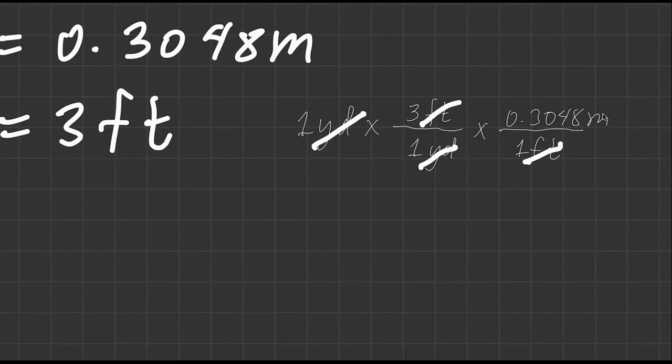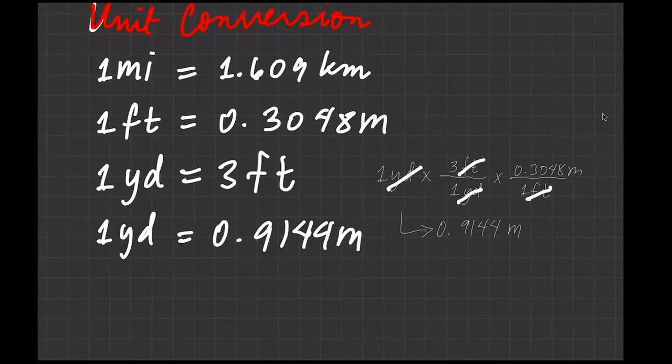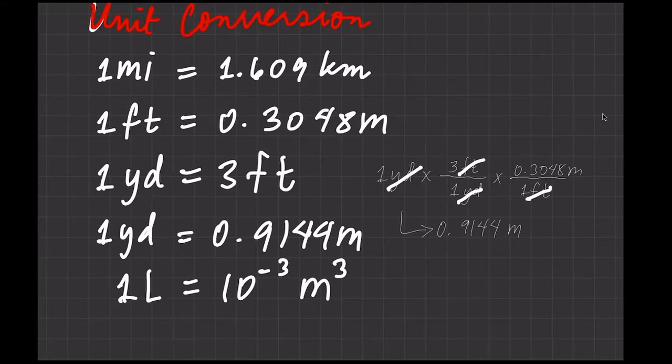So 1 yard is actually equal to, if you use your calculator, I think you should get an answer of 0.9144 meter. So you can have another conversion factor: 1 yard is the same as 0.9144 meter. How about for volume? It's equal to 10 to the negative 3 cubic meter, meaning meter times meter times meter.